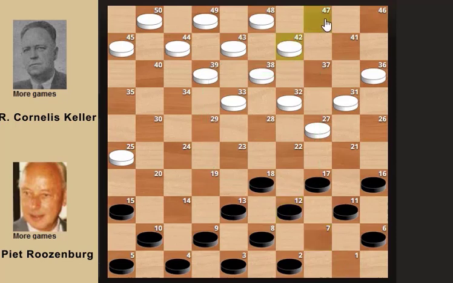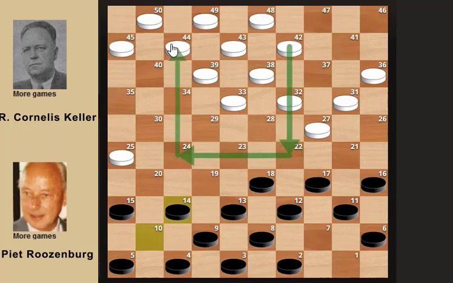Keller moved his piece from 47-42. Then if you draw the square, the vertex at 24 is all empty. So Roozenburg decided to move his piece to 14.